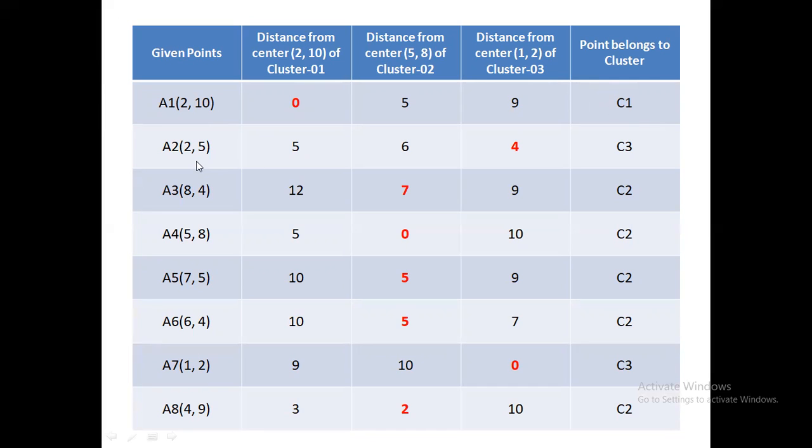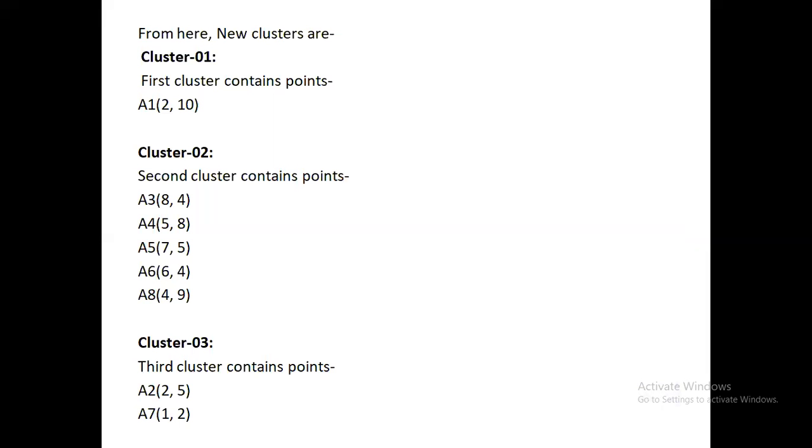Similarly, we have to calculate the distance between all the clusters and the data points like A2, A3, A4, A5, A6, A7 and A8. We assign each point to the cluster from which it has the minimum distance. Point A2 has the minimum distance with cluster 3, so we have assigned cluster 3. Point A3 has minimum distance with cluster 2, so we have assigned cluster 2. In this manner, we have assigned all the data points to clusters.